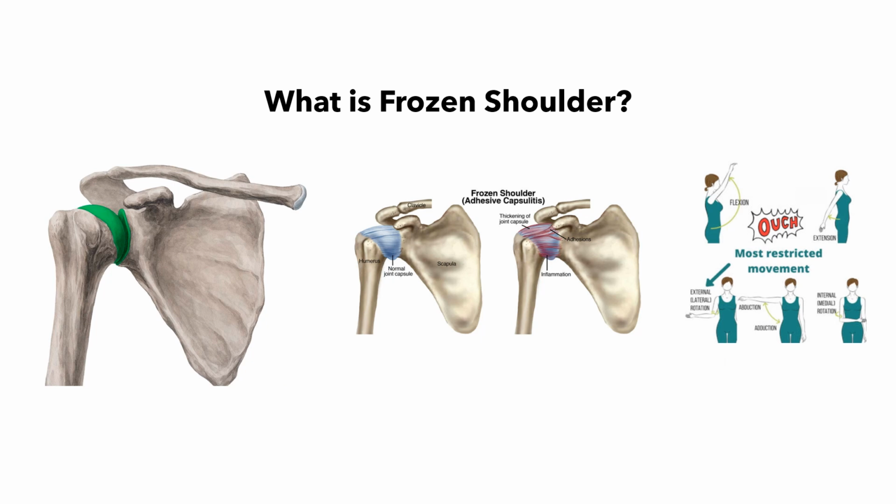The joint is enclosed in a layer of connective tissue called the shoulder capsule, which is just this here. In frozen shoulder, we see the capsule become quite inflamed and scar tissue is formed. This later thickens and becomes quite tight, which means the shoulder joint becomes restricted and painful.